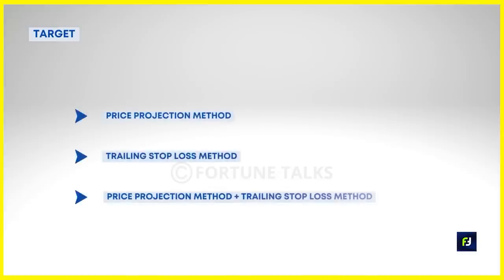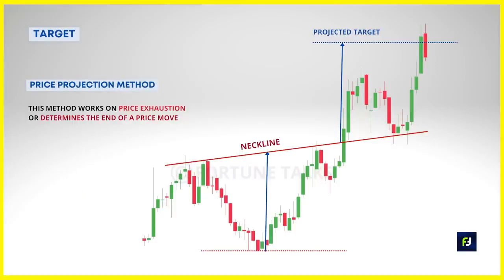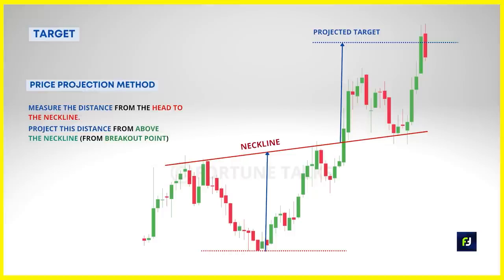Now we will take a look at how to exit from our trade for maximum profits. And as previously mentioned, there are three popular techniques that you can make use of: the price projection method, trailing stop loss method, and a combination of both these methods. The price projection helps determine where the price move might possibly exhaust. Now here's how it works. Just calculate the distance between the head and the neckline. Then project this distance upwards from the breakout point or neckline. This projected price point is where you should exit your trade.